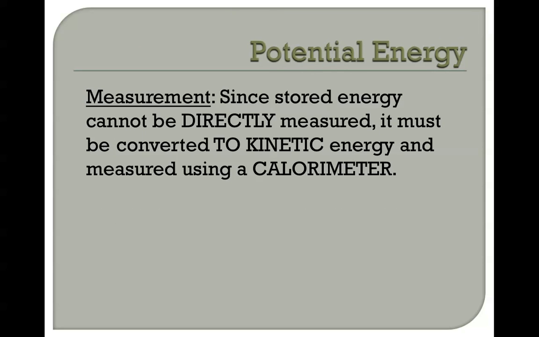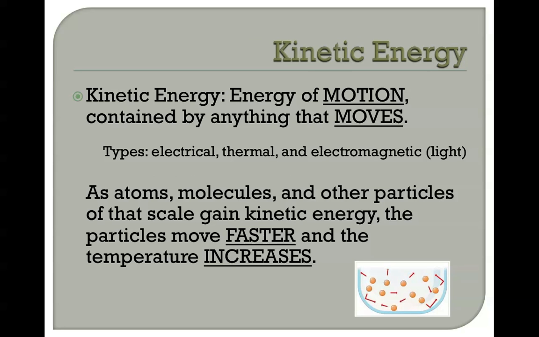Now potential energy, since it's stored, can't be directly measured, so we must convert it to kinetic energy, and it's measured using something called a calorimeter. Now, kinetic energy, on the other hand, is energy of motion. This is contained in anything that moves. Electrical, thermal, and light energy are all types of kinetic energy. One thing to mention is, because kinetic energy is energy of motion, as atoms, molecules, and other particles of that scale gain kinetic energy, the particles actually move faster, and the temperature then increases.